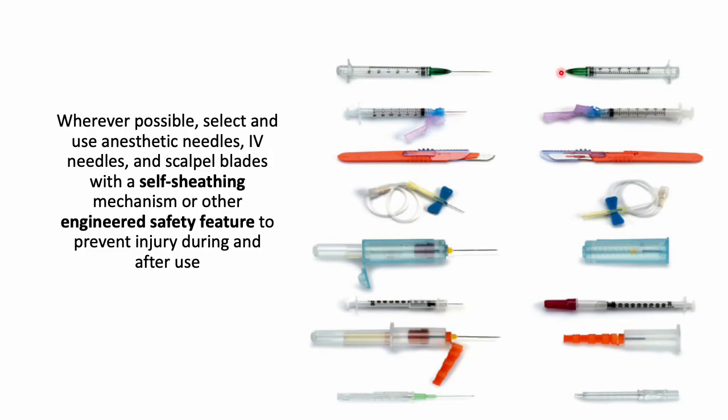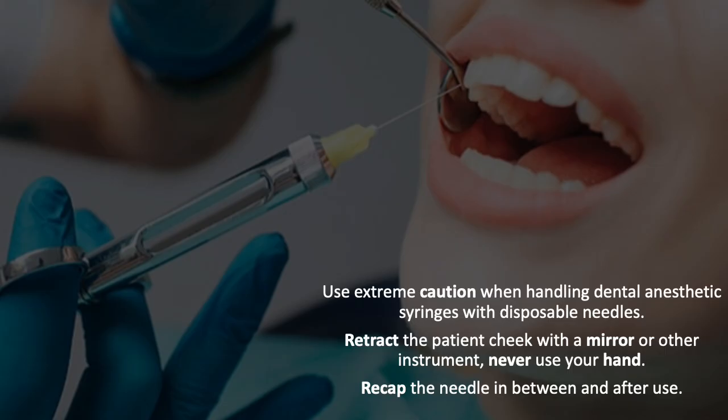As you can see here on the right, the needle, you can retract it or it's self-covered like the blades here. You must be very cautious when handling a dental anesthetic syringe. So, if you're planning to give the patient anesthesia, never use your hand retracting the cheek. You must use a mirror or any other instrument. Also, after you finish giving the patient anesthesia, you must recap the needle in between uses and after finishing.